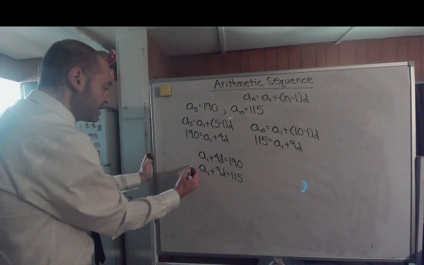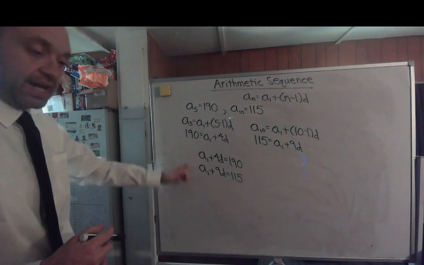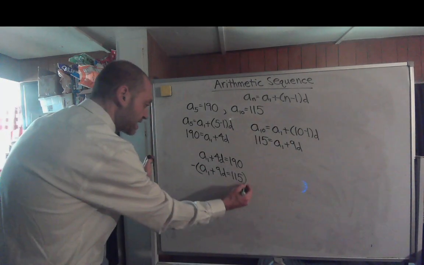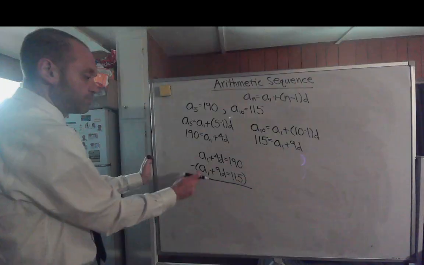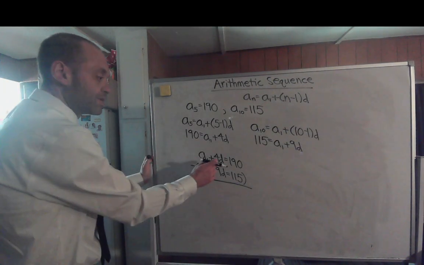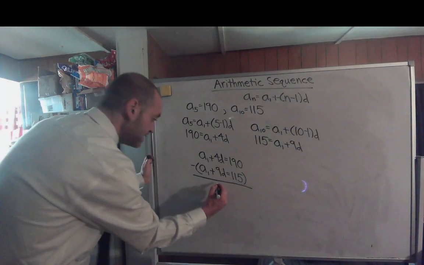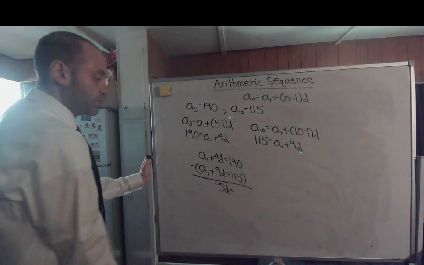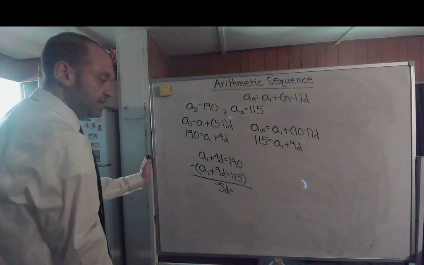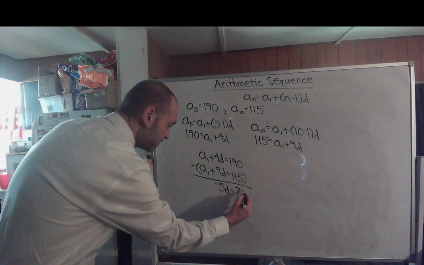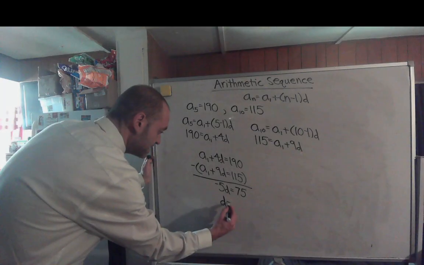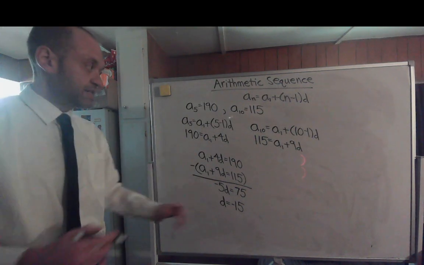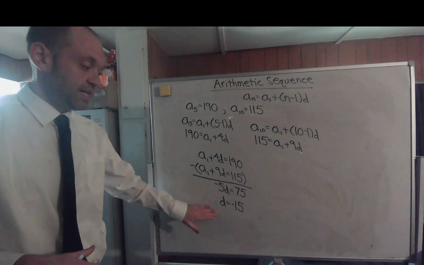So let's go ahead and eliminate the a sub 1 and just solve for our common difference first. Let's subtract the second equation from the first. A sub 1 minus a sub 1 is 0. 4d minus 9d is negative 5d. That's going to equal 190 minus 15, which is 75, which means d would have to be negative 15. So I've identified my common difference to be negative 15.